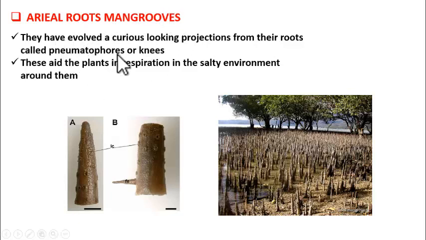Actually, aerial roots are also called pneumatophores or knees. But remember aerial roots for class 10 exams. The term pneumatophore was introduced in 9th class, but it is not given in the 10th class textbook. So just remember aerial roots. Mangroves have aerial roots. So this is about respiration in plants, students.